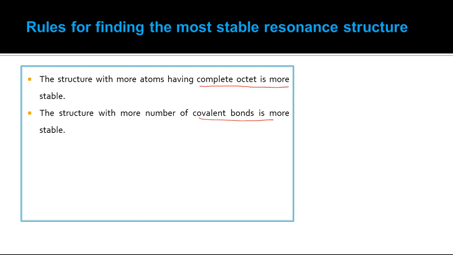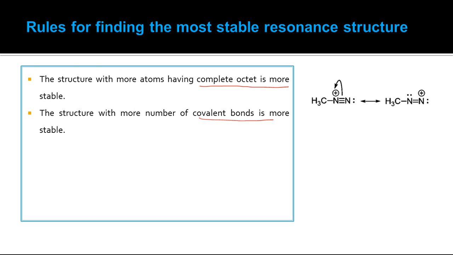Now you will see in most cases these two rules go side by side. That is, when you find a complete octet in a particular structure, you will also see that the number of covalent bonds is high. So we will see one example where we can apply these two rules.